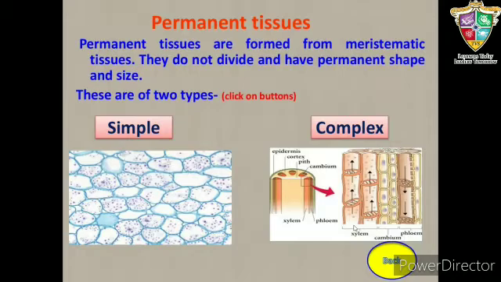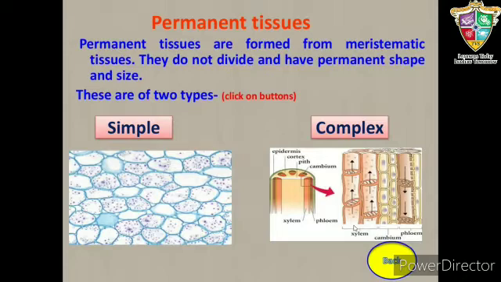Characteristics of permanent tissues. The cells of permanent tissues lose their ability to divide and attain a definite shape and size which do not alter afterwards. These cells perform specific functions. The cell walls of cells of permanent tissues can be thick or thin. The thickening may be regular or irregular. The cells may be living or dead.